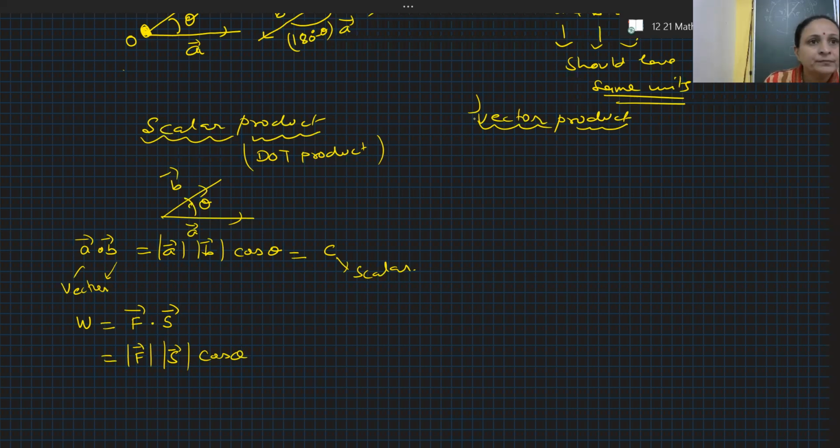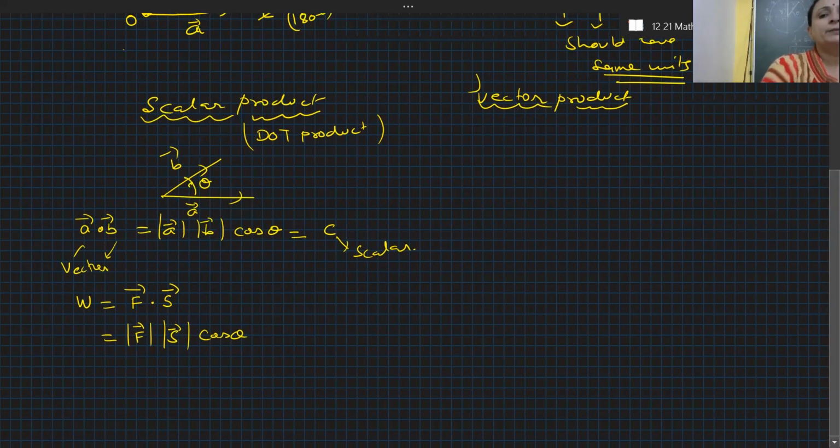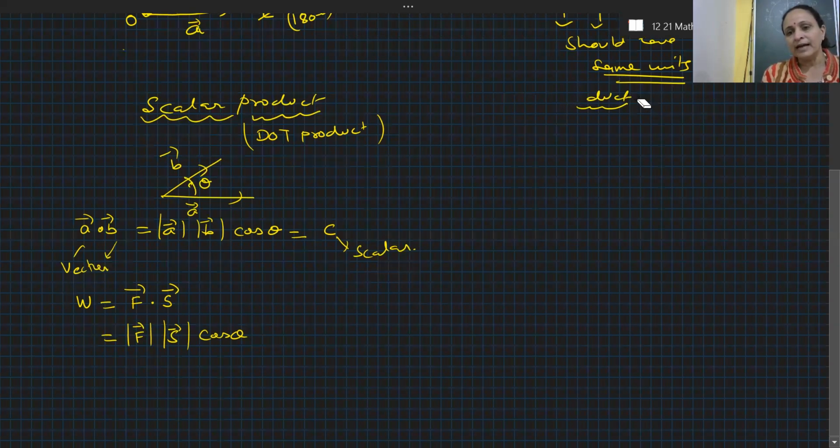Is this clear? Right. Now, there is a very important thing which I need to tell you about the scalar product. I'm rubbing out this vector product as of now. For the vector product, the answer is also a vector.